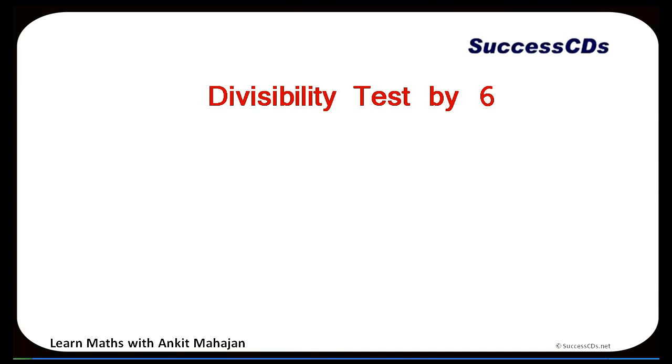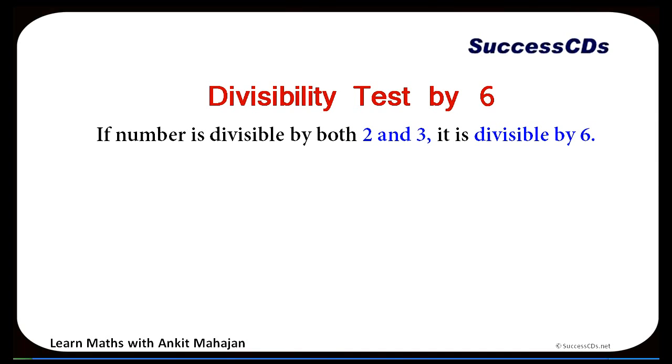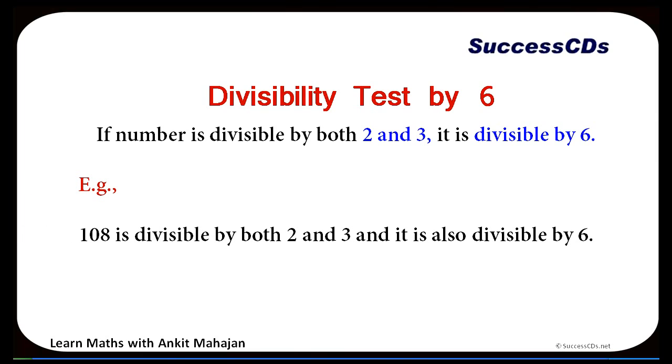Divisibility test by 6. Now if you look at the number 6, it has two prime factors, 2 and 3. Therefore, if any number is divisible by both 2 and 3, it is going to be divisible by 6. Take for example the number 108. If you divide it by 2, yes, it is divisible by 2. You can divide it by 3, yes, it is divisible by 3 also. Hence, this number is also easily divisible by 6.